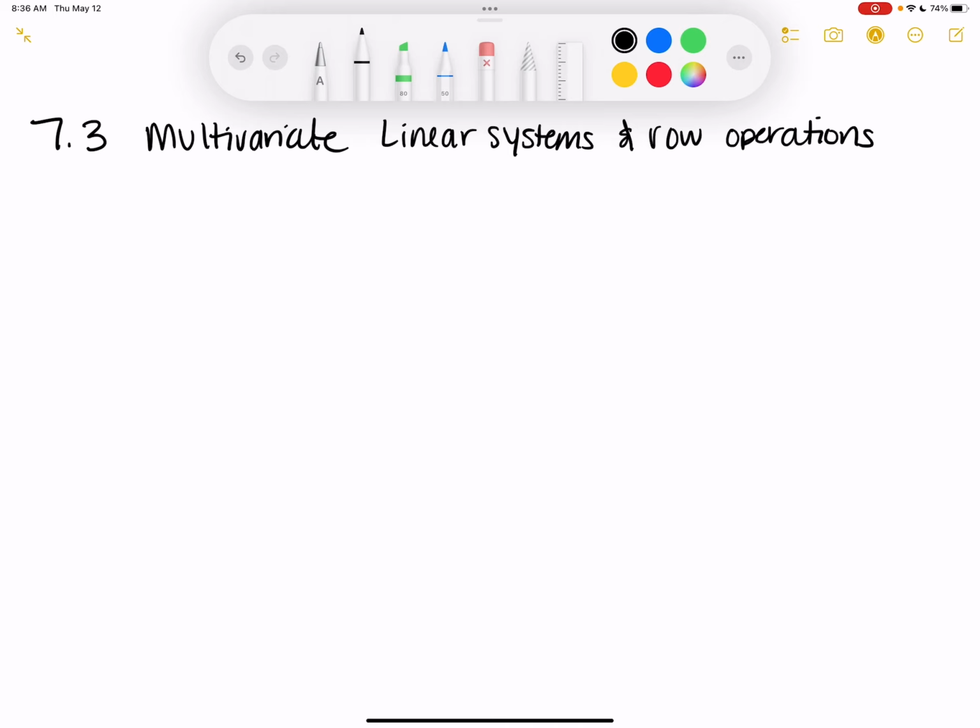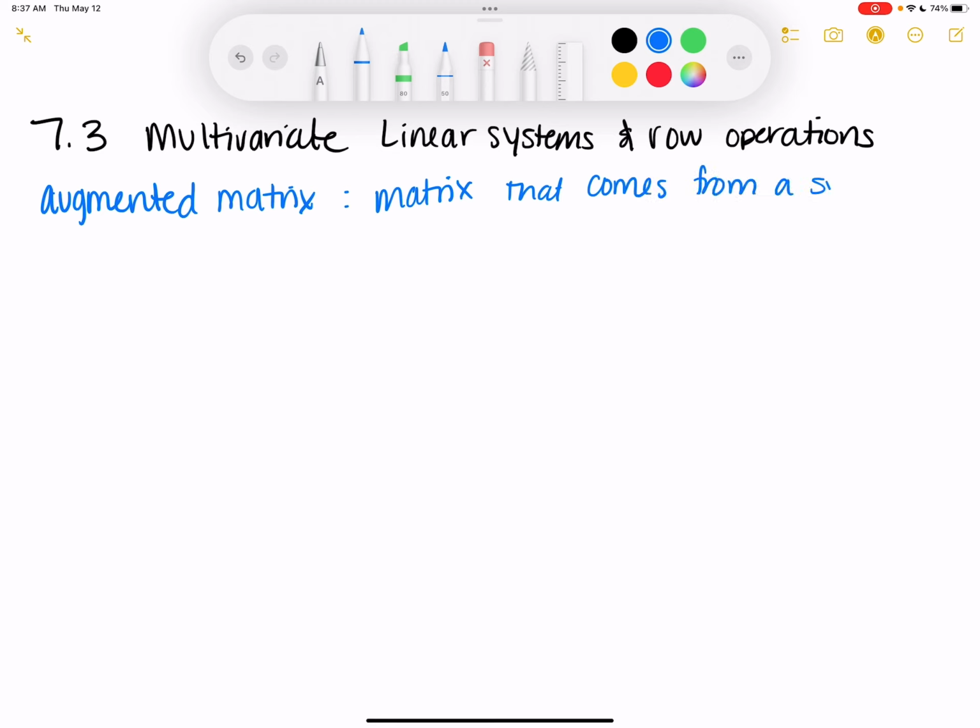This is what I talked about last night. So the first part of this chapter is talking about solving systems of equations by graphing, substitution, elimination, all that fun stuff. But this section is going to solve them using matrices. So an augmented matrix. We're doing those again. Is a matrix that comes from a system of equations.